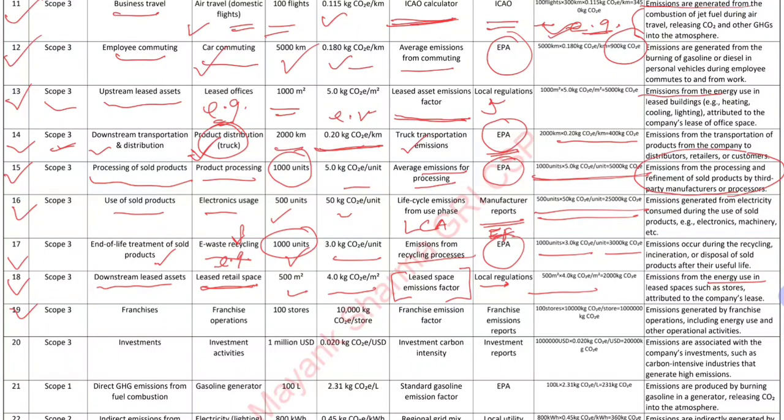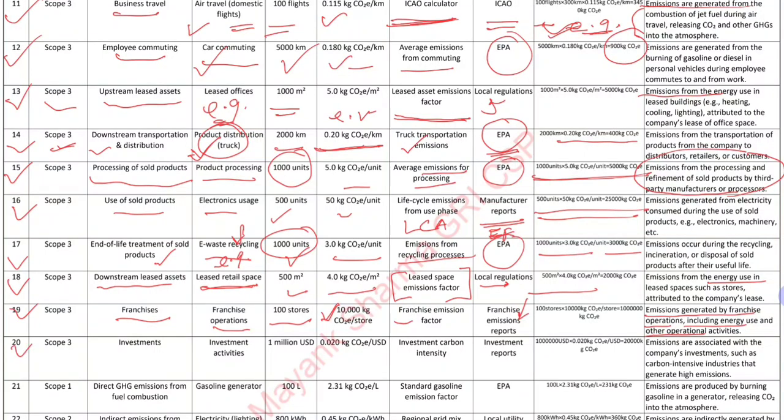The next example is Scope 3 from franchisees, franchise operations. Let's say we have 100 stores, and this is the emission factor, 10,000 kg carbon dioxide equivalents per store. How does it come about? The franchise emission factors come from franchise emission reports. Basically it is the emissions generated by franchise operations, including energy use and other operational activities, and even the consumption.